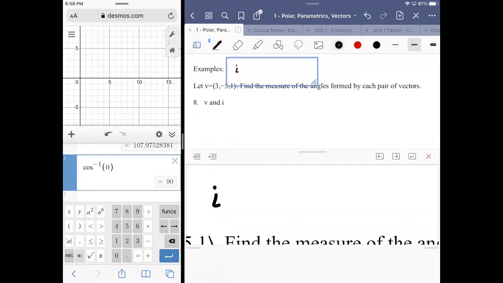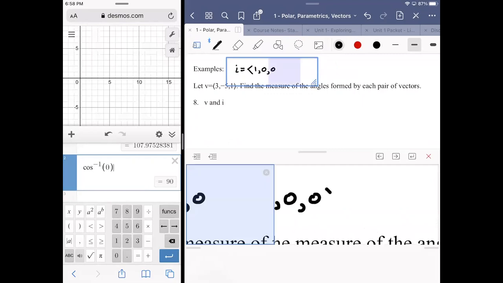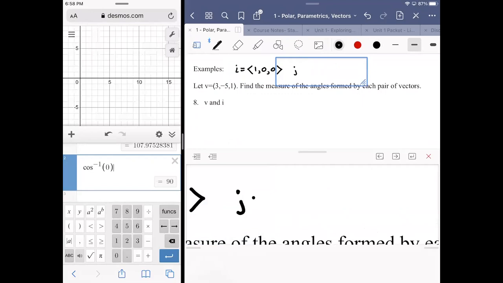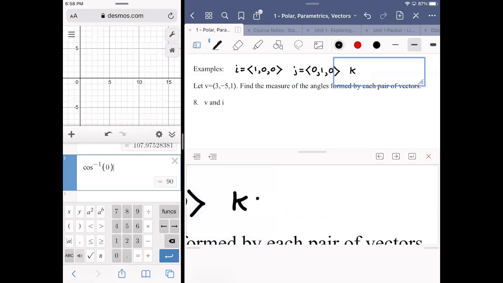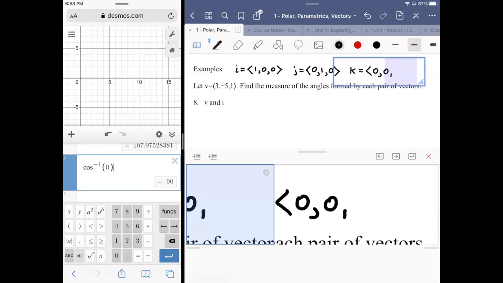So i is 1, 0, 0, j is 0, 1, 0, and k is 0, 0, 1.